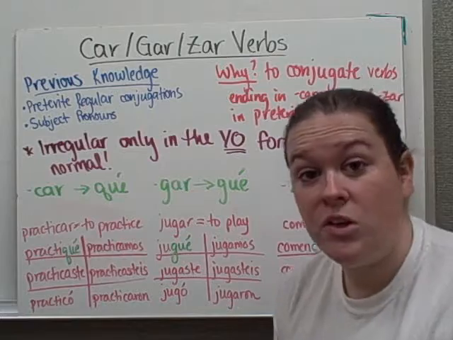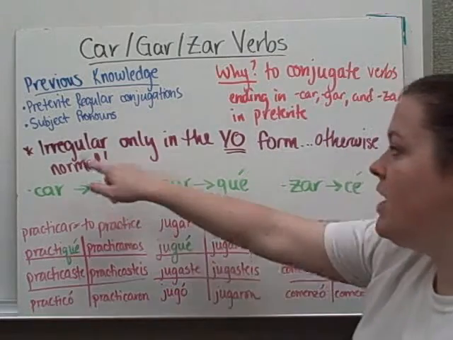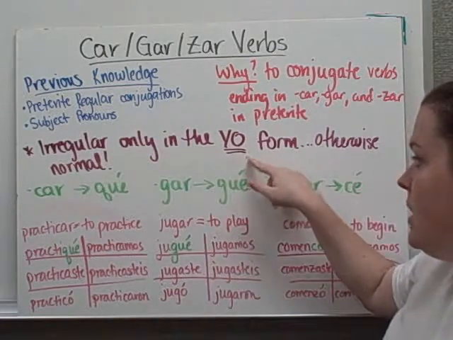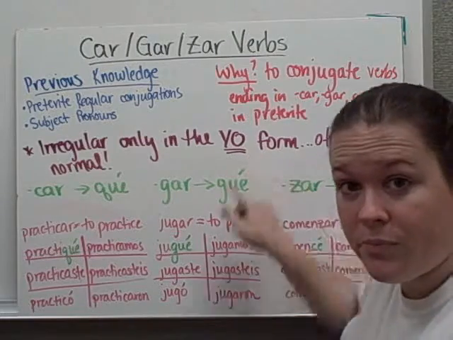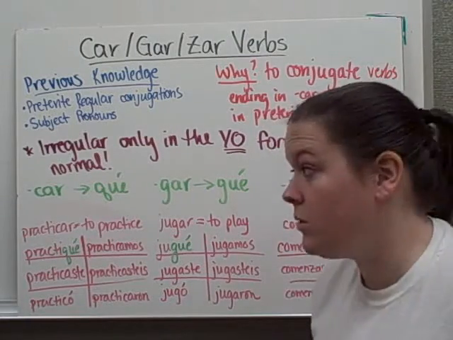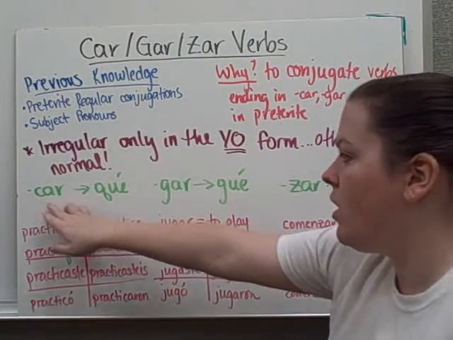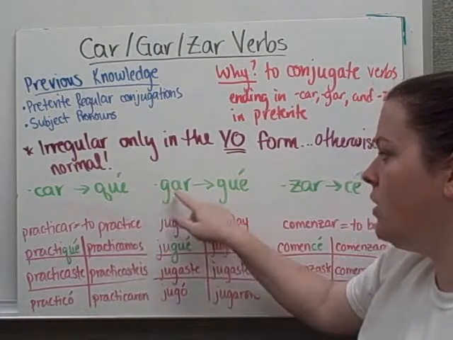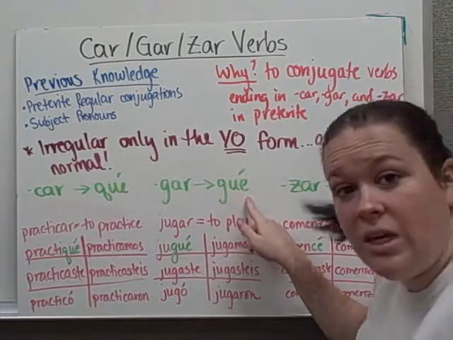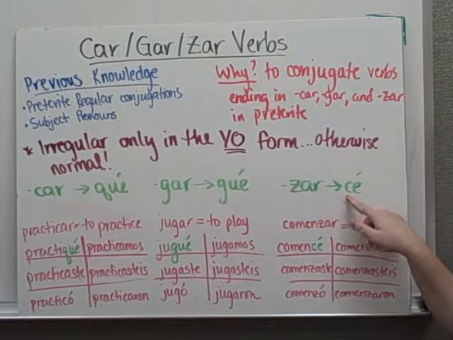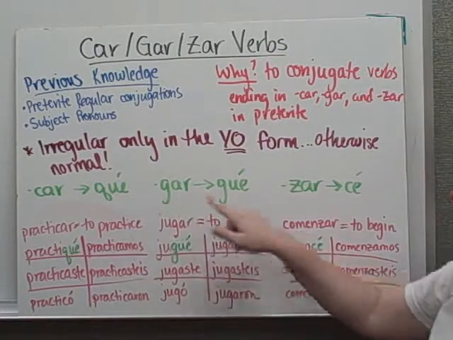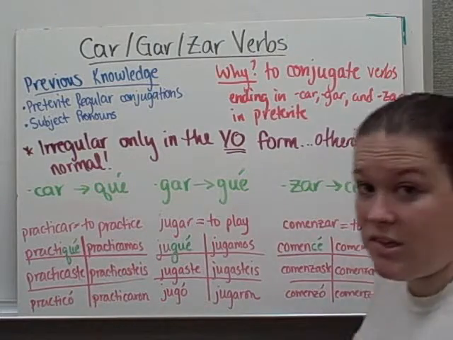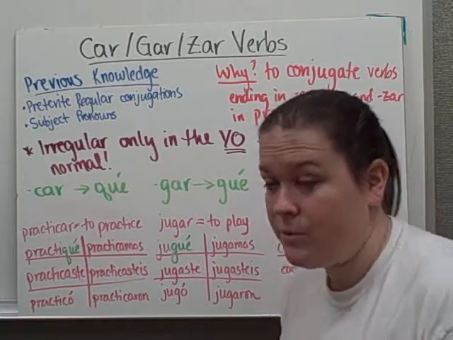Now, the most important thing to know about car, gar, zar verbs is that they're only irregular in the yo form. All the other forms, they're normal, okay? So the words end in car, you take that off and it becomes qué, gar to gué, and zar to cé. You'll notice that all three e's have accents. It's important that you have the accent.